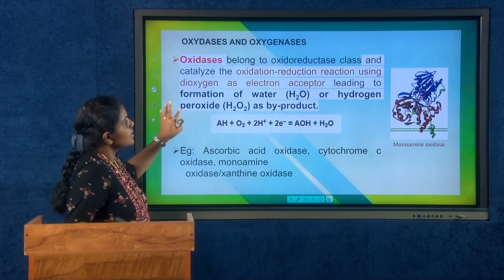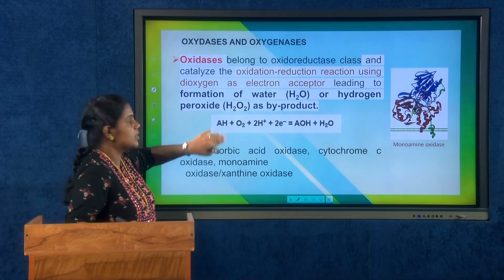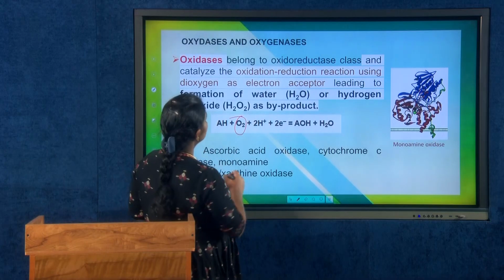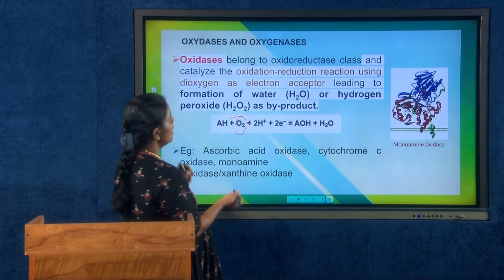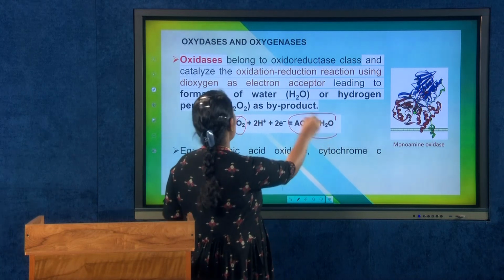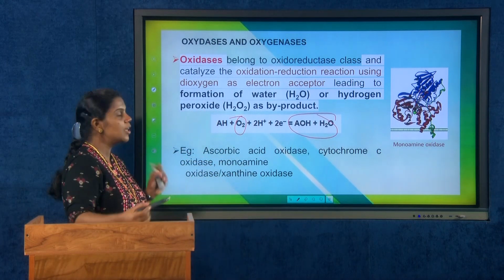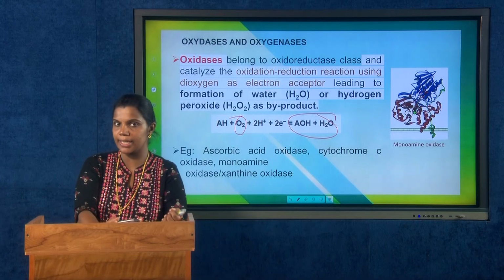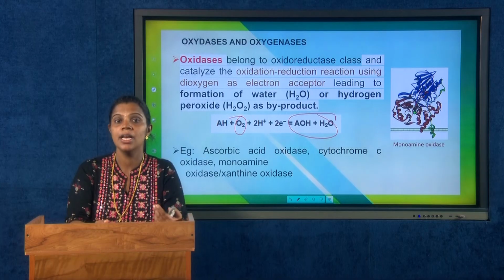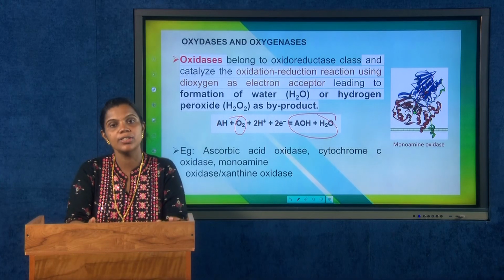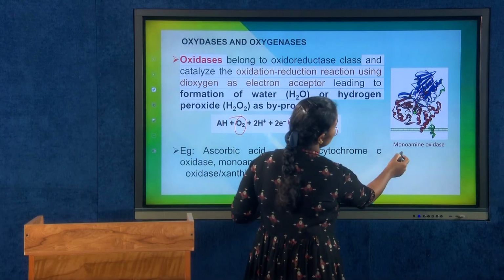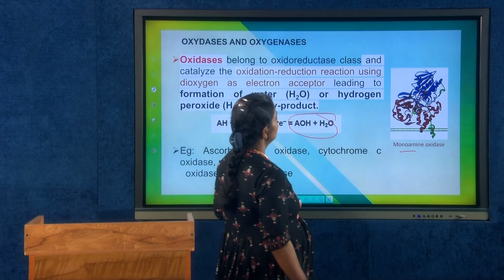So, it will catalyze the oxidation reduction reaction using dioxygen as the electron acceptor, and it will lead to the formation of water or hydrogen peroxide. Examples of these enzymes are ascorbic acid oxidase, cytochrome C oxidase, monoamine oxidase, xanthine oxidases, etc. This is the structure of the enzyme monoamine oxidase.